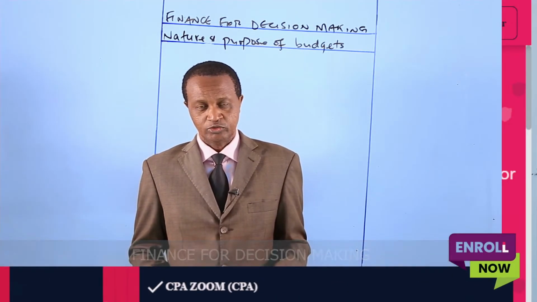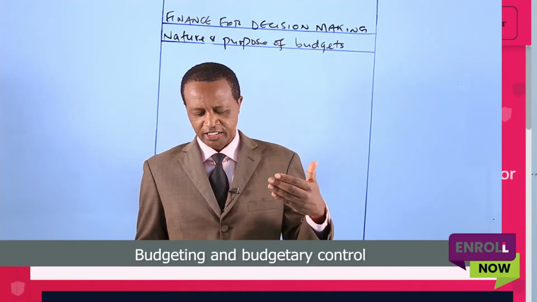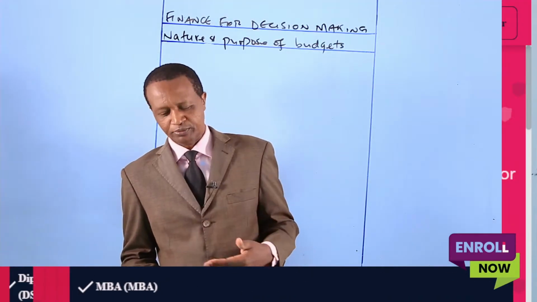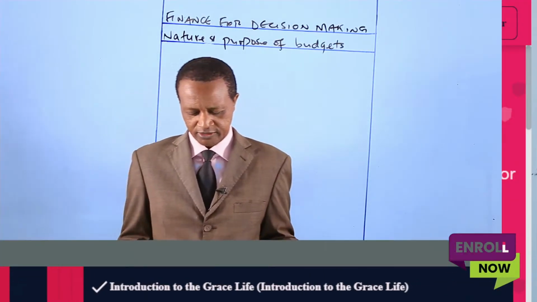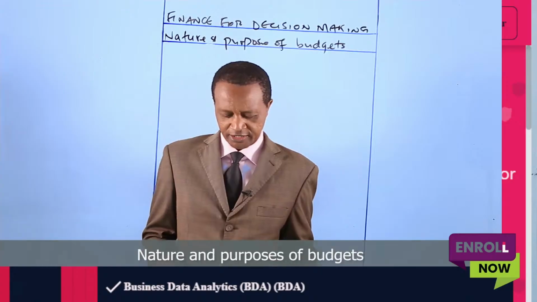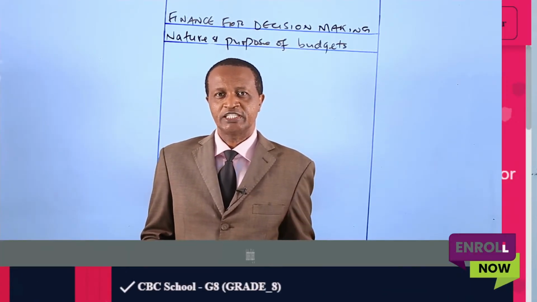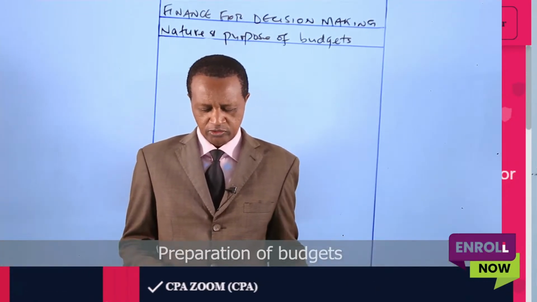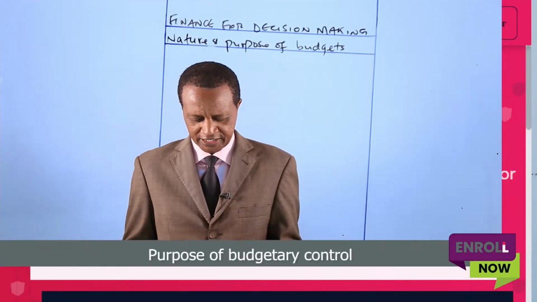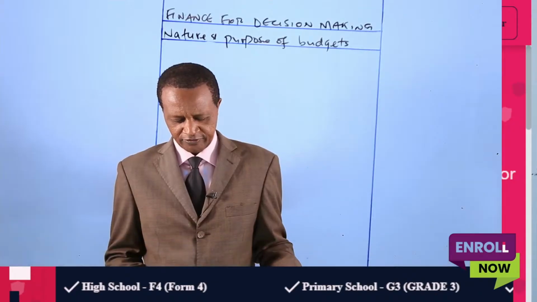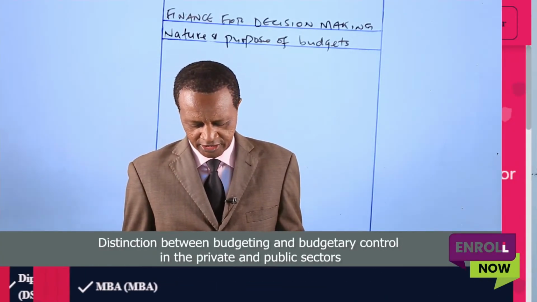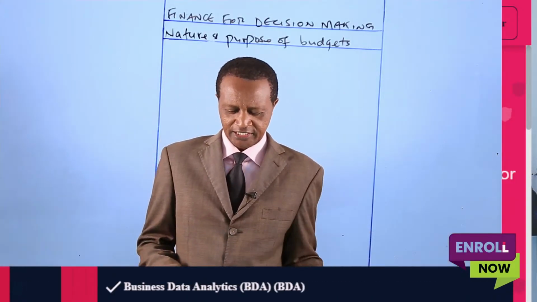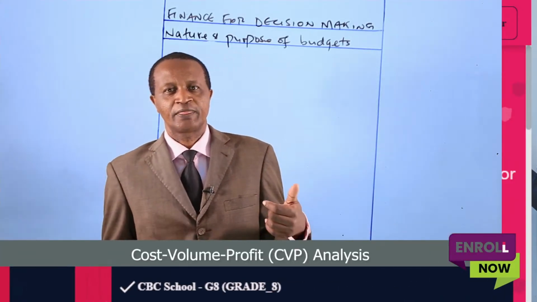Today's topic, budgeting and budgetary control. The subtopics are: nature and purpose of budgets, limitations of budgets, preparation of budgets, the purpose of budgetary controls, and the distinction between budgeting and budgetary control in the private and public sectors. Then lastly, cost volume profit analysis.